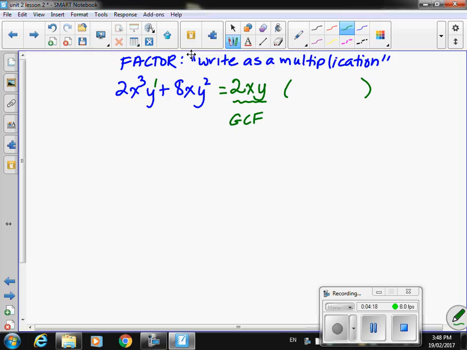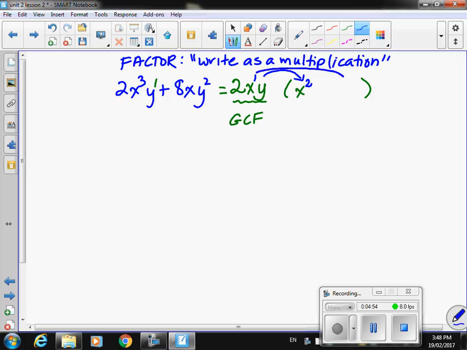Done that, I pause for a moment and think, what does 2xy multiplied by give me the first term, 2x cubed y? Well, I already have the 2 taken care of. I already have the y taken care of, but I don't have enough x. X to the invisible 1 times x to the what gives me x cubed. It would be x squared. My rule is keep the base, add the exponents.